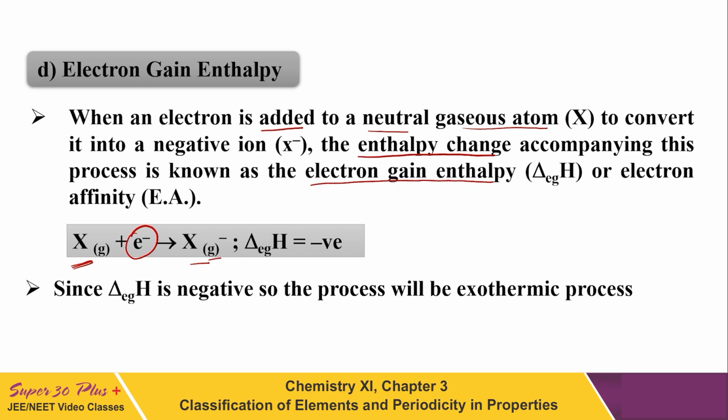Now another question which comes to your mind is whether this energy is always released or absorbed. As I told you, this energy could be released or absorbed, but for most of the atoms, this energy is released energy. So most of the time it is negative energy. Since delta Heg is negative, this is an exothermic process. You know guys, what is the meaning of this Eg? This Eg stands for electron gain, and delta H is enthalpy. You better know that delta H is enthalpy and Eg is electron gain, right?